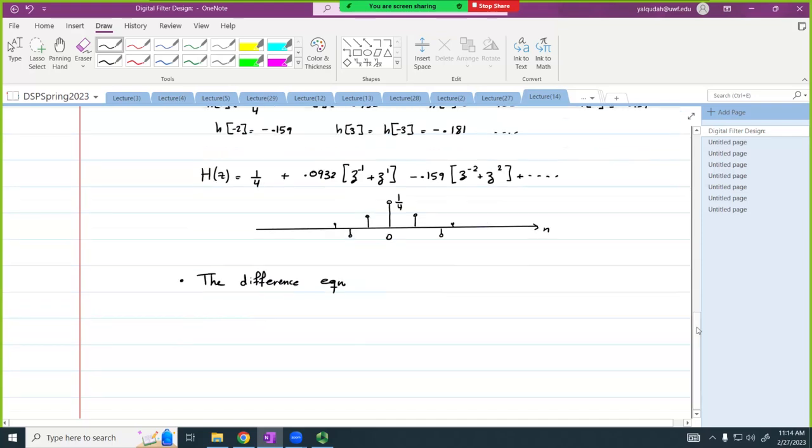That will implement this filter. Since I have H of z, remember H of z is Y of z over X of z, multiplying across. This is going to give me y of n equal to 1/4 multiplied by x of n plus 0.0932 multiplied by x of n minus 1 plus x of n plus 1.